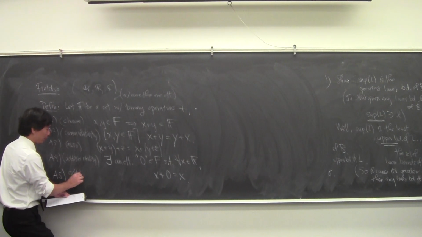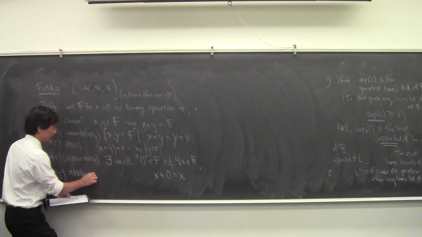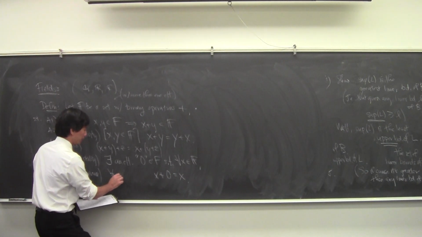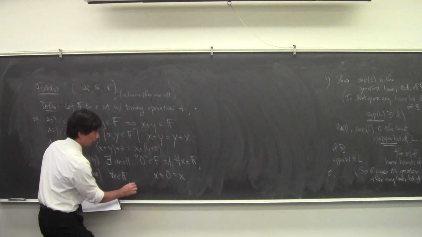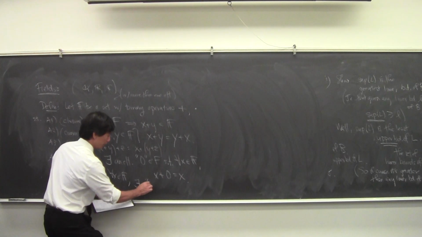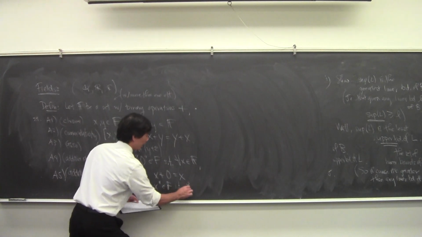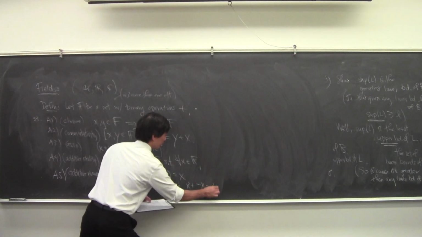Additive inverse, so last thing, additive inverse. For each x in F, there exists some guy called negative x, also in F, such that x plus this guy negative x equals the 0 element.